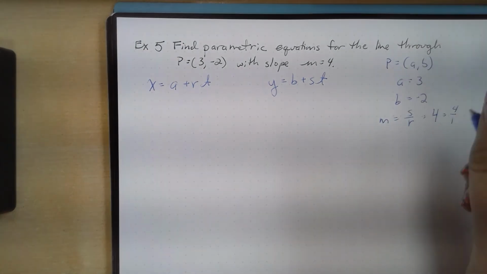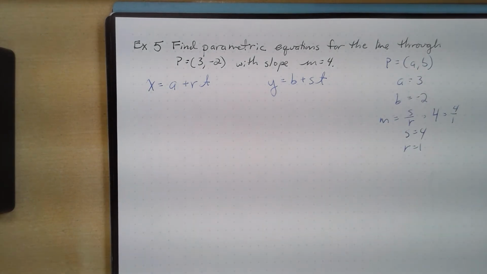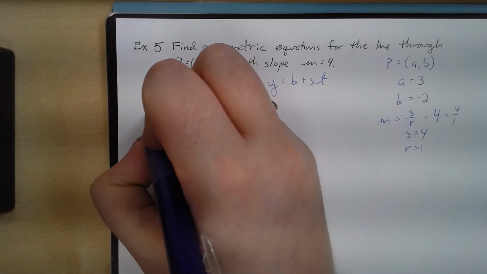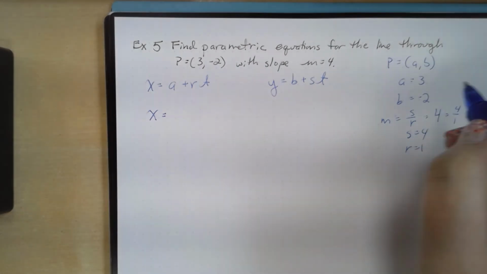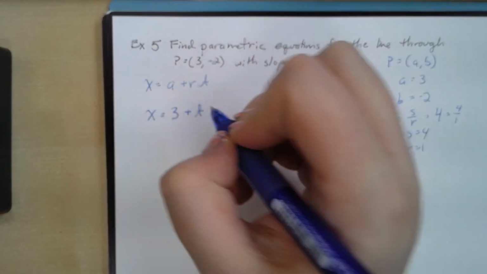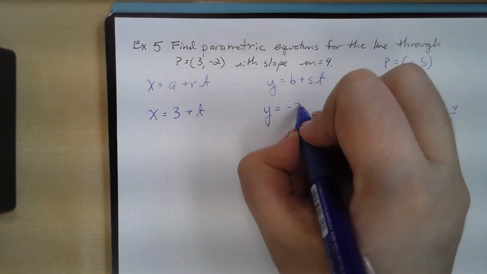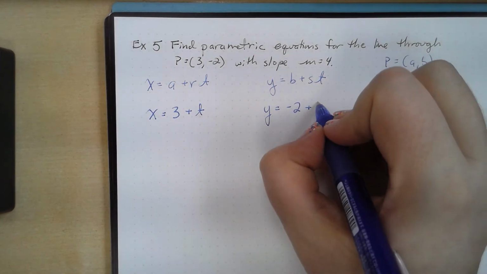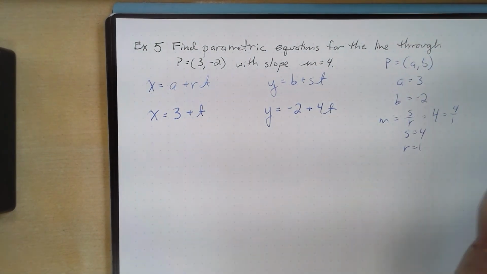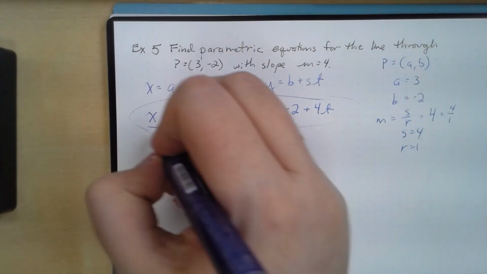So now we know s is 4, r is 1. We know all of these variables, so we can rewrite this. So x is going to be equal to 3 plus 1t. And y is going to be equal to b, which is negative 2, plus 4t. And that's it. That's how easy that is, right? To find those parametric equations and rewrite them.